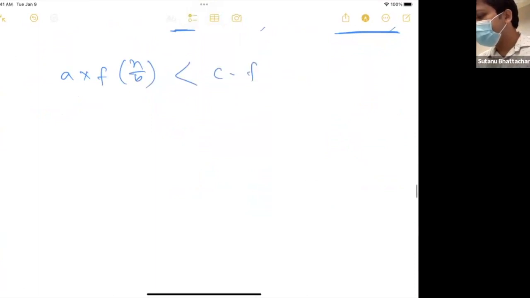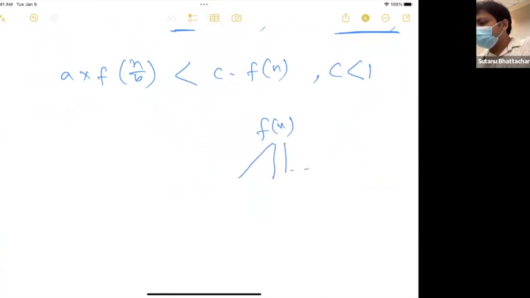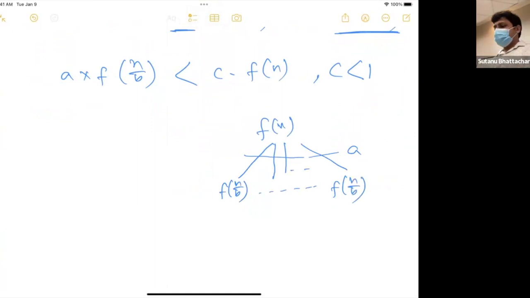So the regularity condition is a times f of n by b less than c times f of n, where c is less than 1. Now, f of n is the amount of time that I'm spending at the root level. It would be further divided into multiple subproblems. I don't know how many; it is a number of subproblems. Clear? For each subproblem, I need to spend f of n by b for each one. Clear so far?